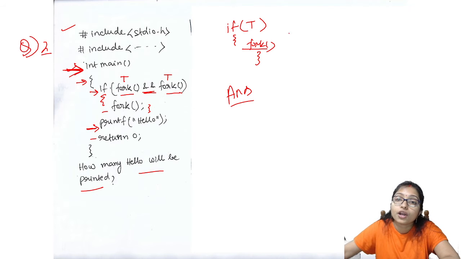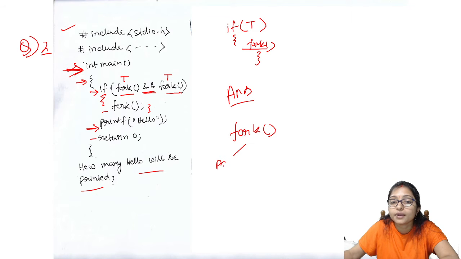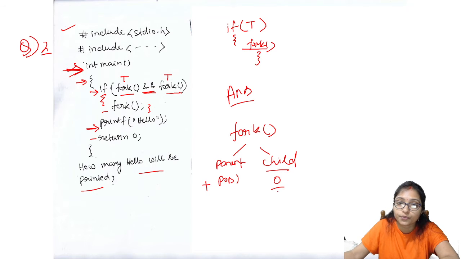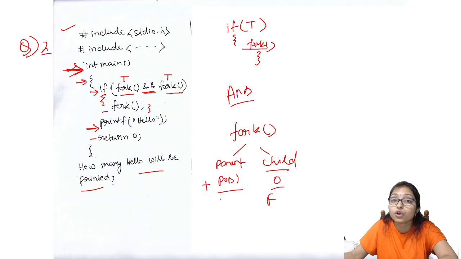See, that fork is telling, just now I told that one fork creates one parent and another one is child, and the parent is returning a positive value. Child is returning value 0. 0 means false, and other than 0, any positive value or also negative value is also true actually. So as there is a positive value, that's why it is true. Now every time it creates a parent, this will return a true result. When it is creating the child, that is creating a false result, right?